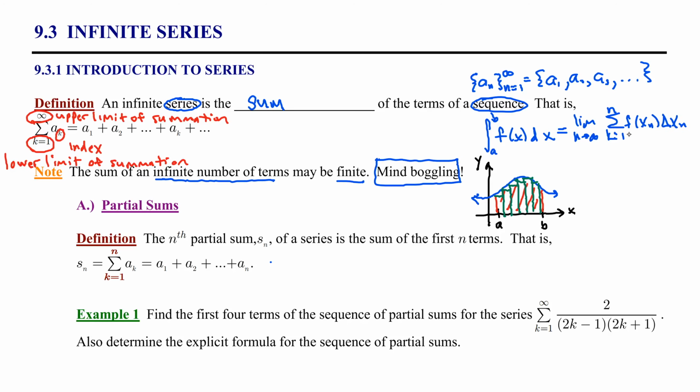As a reminder, we have the height of each individual rectangle times the width of each rectangle, represented here as delta x sub n, and then we sum the areas of those rectangles to approximate that area. If we let this finite sum tend to an infinite sum, we're actually dealing with a series. This is denoted as a definite integral from a to b.